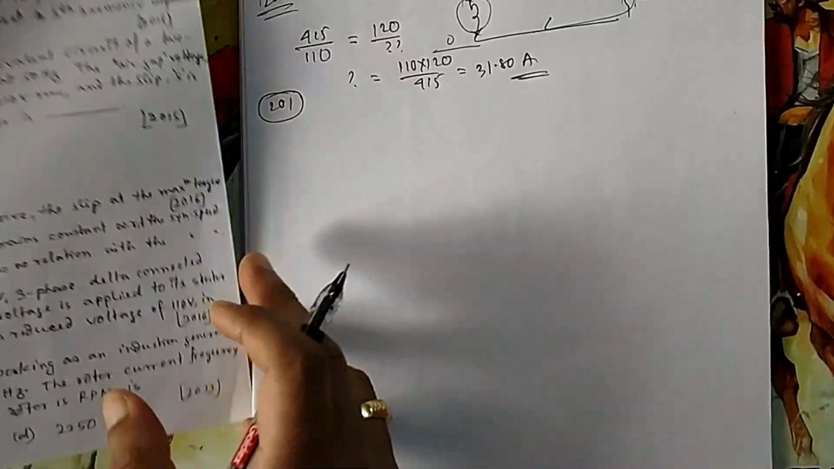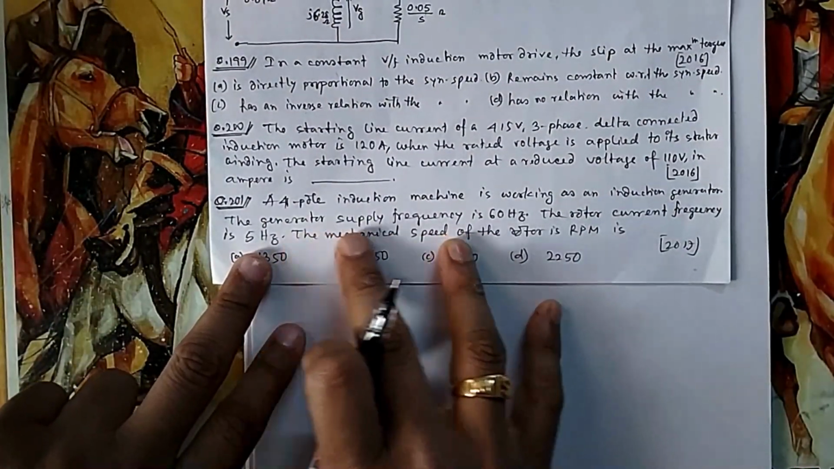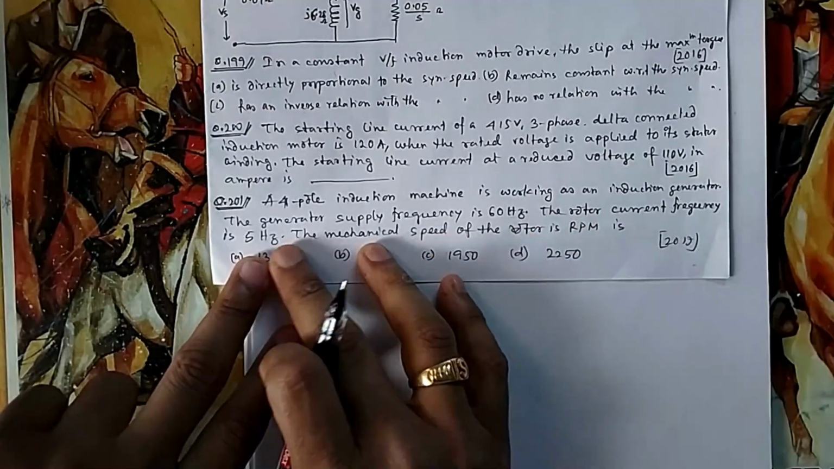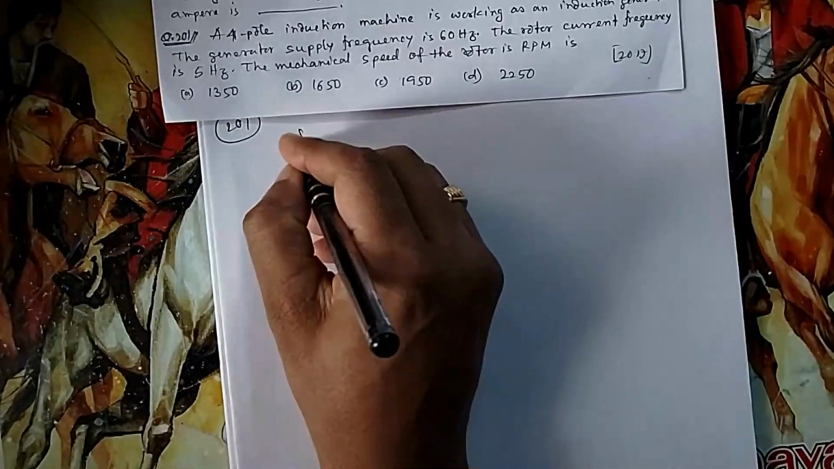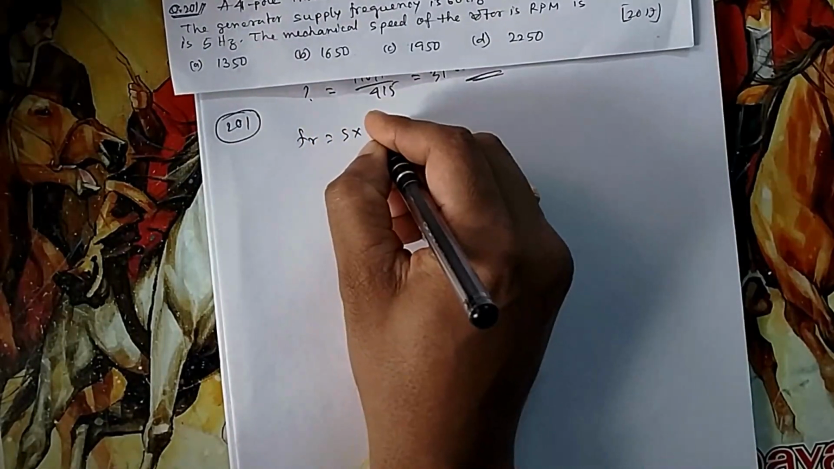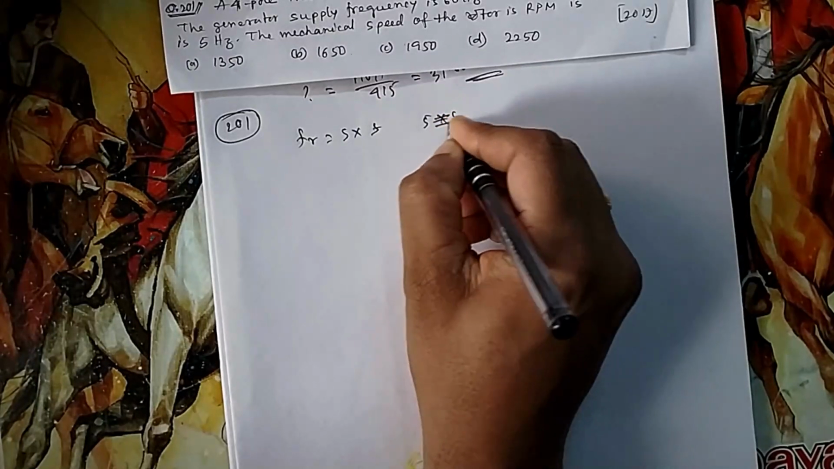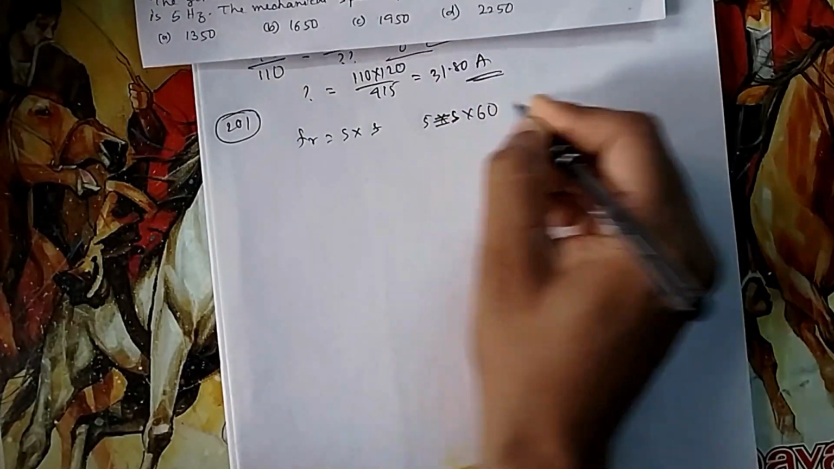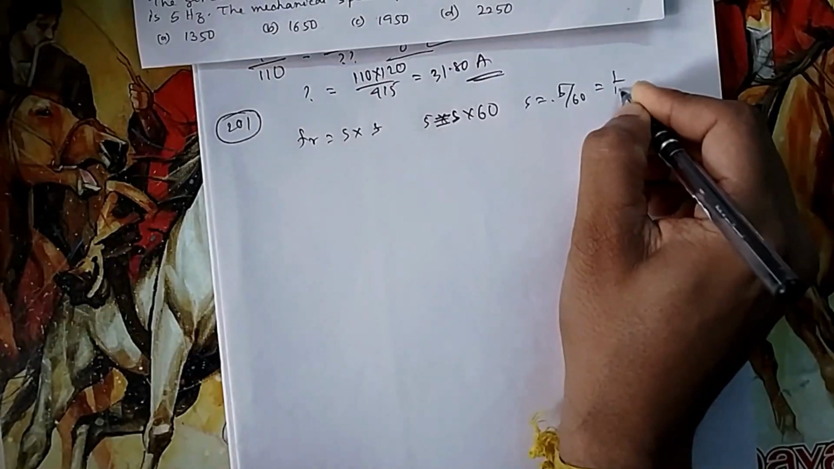If you come to 201, a 4-pole induction machine is working as an induction generator. The generator is supplying a frequency of 60. The rotor frequency is 5 Hz. What is the mechanical speed of the rotor? You know rotor frequency is equal to S into stator frequency. So it is given 5 is equal to S into 60. So you can calculate S is equal to 5 by 60, that is 1 by 12.